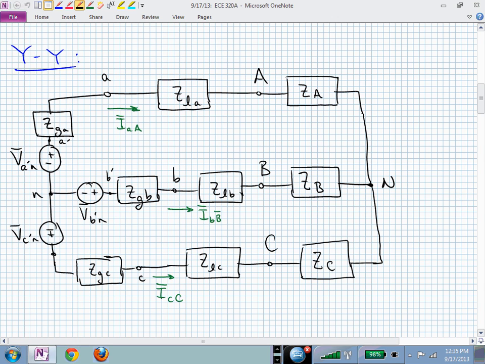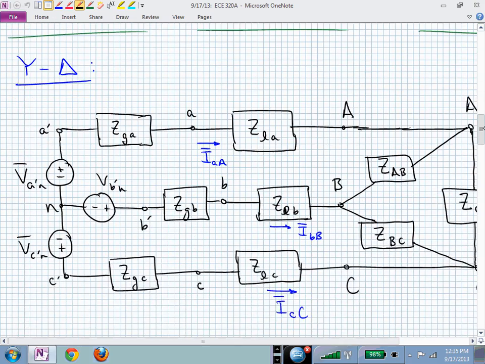That's the YY configuration, and you could analyze that in all of its glory by simply performing 2 mesh analysis problems. You can see that directly, I hope. So you could solve for different currents in this configuration by simply writing two mesh equations. But that gets pretty involved because now it has 3 sources and 9 impedances that you would have to keep track of, and there are ways to simplify that by looking at a balanced system. But that's the YY configuration.